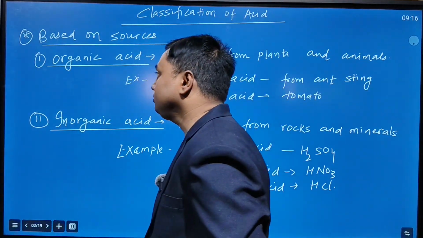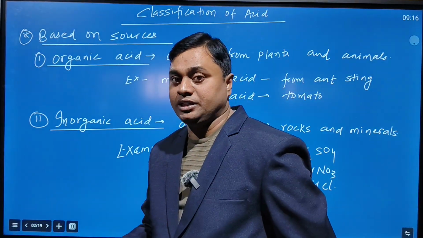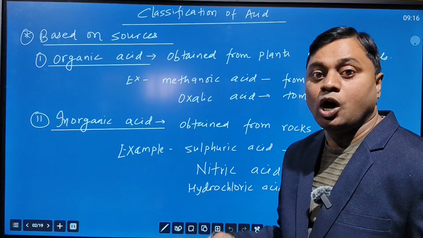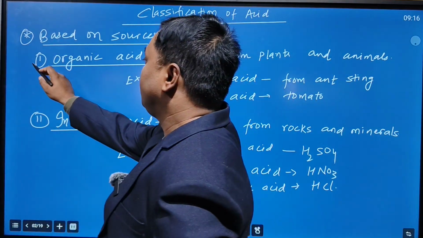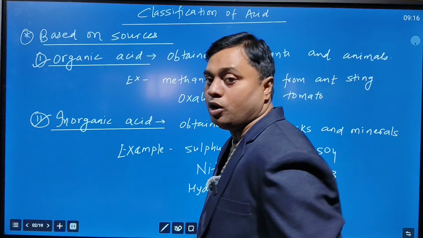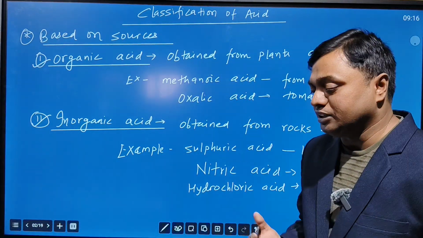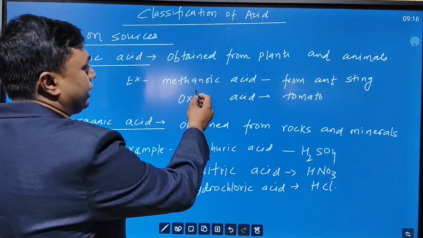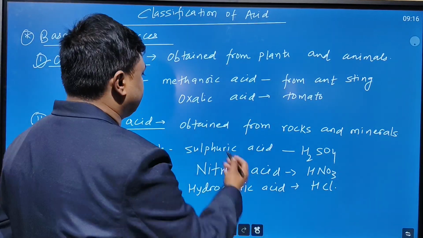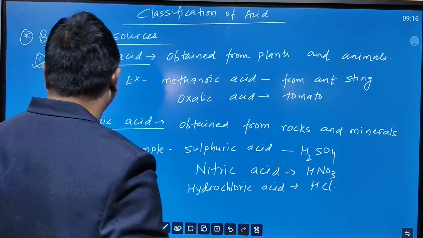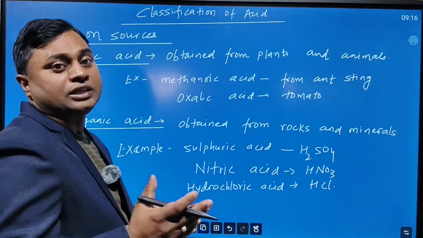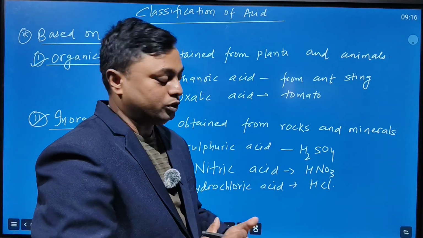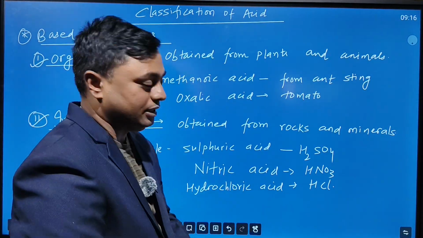Next, when we talk about the classification of acid, we have various classifications. First is on the basis of sources, how they are obtained: organic acids and inorganic acids. Organic acids are the acids which are generally obtained from plants and animals, like methanoic acid obtained from ants, oxalic acid, tomato. Inorganic acids are obtained from rocks and minerals. For example, sulfuric acid H2SO4, nitric acid HNO3, hydrochloric acid HCl. Yes or no?